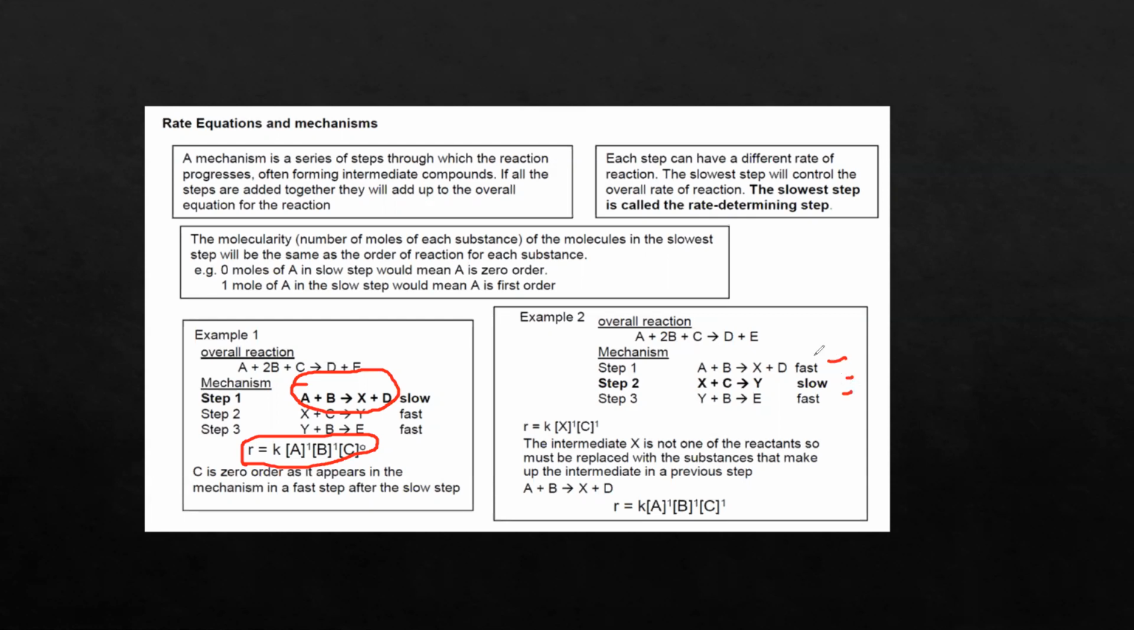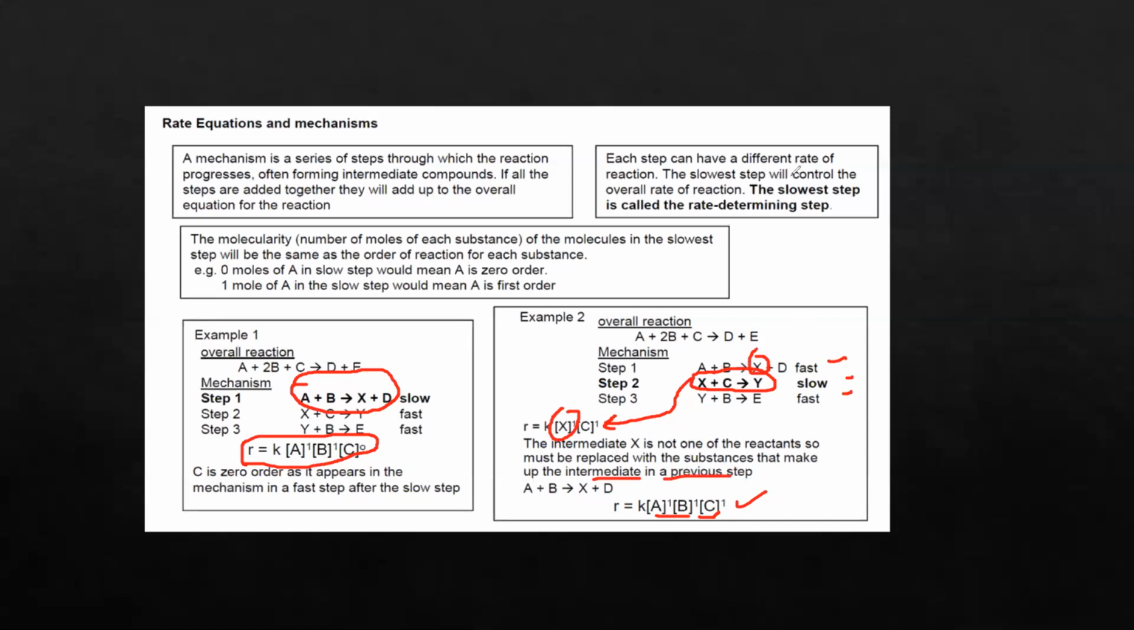So what is the order of this reaction? The rate determining step is the slow, or the second, step. So with respect to the slow step, if I write the rate equation, rate equals k times the concentration of X and the concentration of C. And what is X? X is formed by mixing of A and B. So that's why A, B, and C will be there. X is an intermediate, not one of the reactants, so it must be replaced by the substances that make up the intermediate in the previous step.